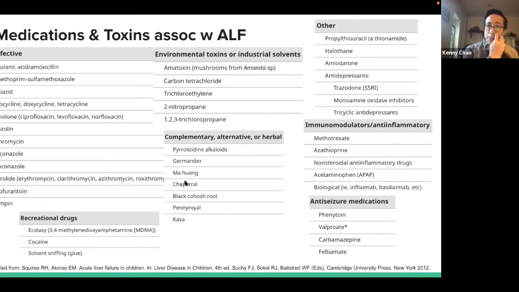And these are medications and toxins that are associated with acute liver failure. You can see a lot of antibiotics around here. You have seizure medications, toxins. We learned about mushrooms in med school. And then as you get a little older, maybe adolescents, you have some recreational drugs, ecstasy and cocaine.